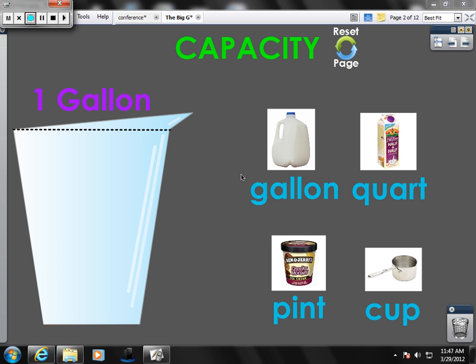So, as you are going through this lesson, you're going to want to make sure you have a pencil handy and your math notebook so that you can write down some of the equivalents, especially when we get introduced to gallon guy or gallon man or gallon girl.